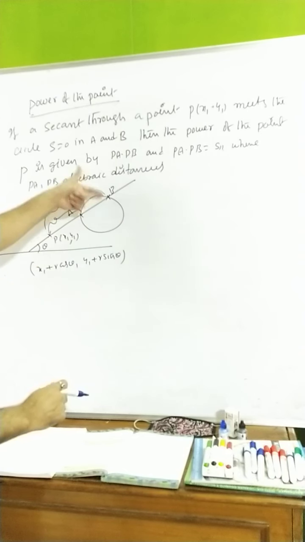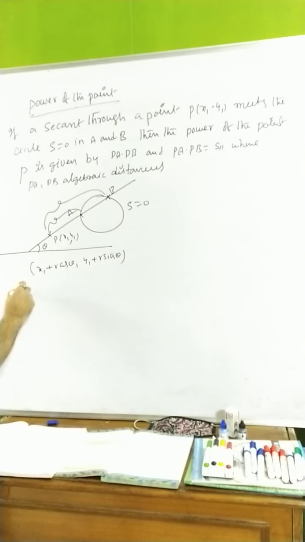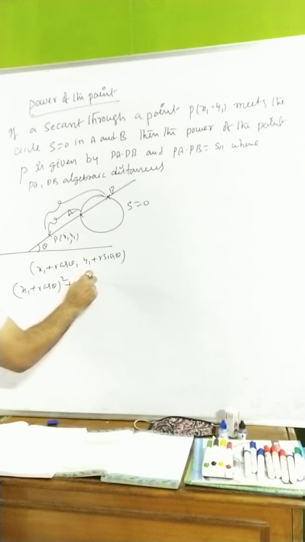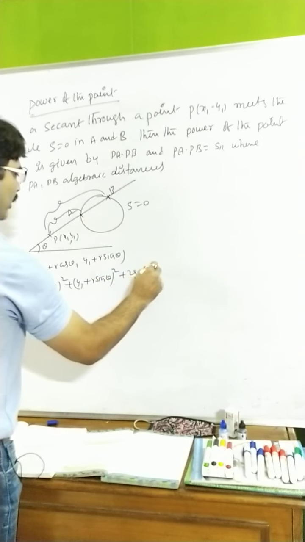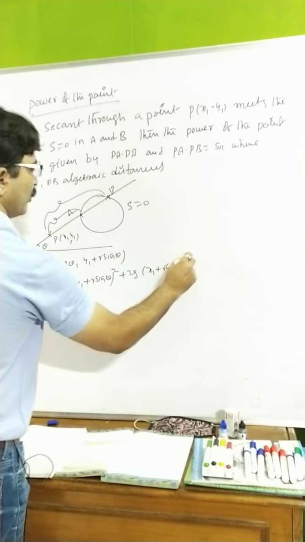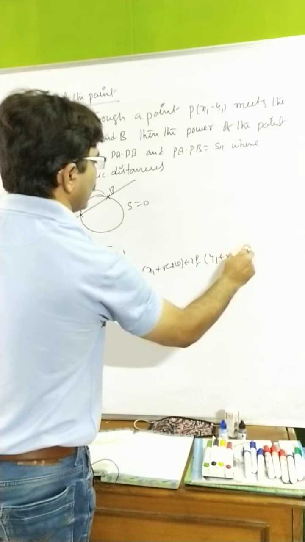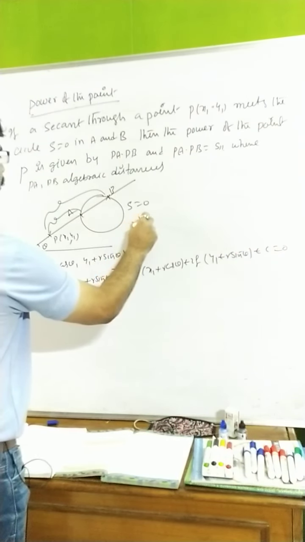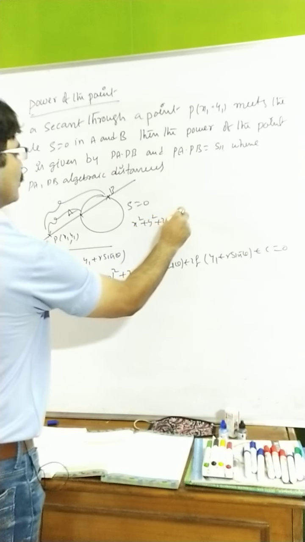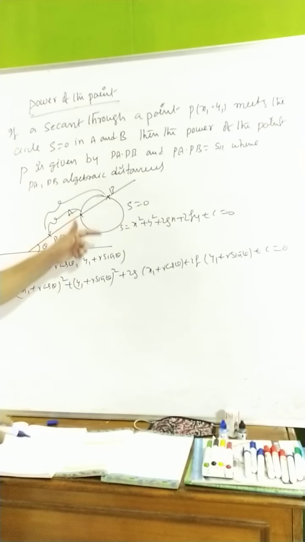I want to substitute this in the circle equation. What circle equation am I taking here? S equals 0, that is, x square plus y square plus 2gx plus 2fy plus c equal to 0. So now (x1 plus r cos theta) whole square plus (y1 plus r sin theta) whole square plus 2g into (x1 plus r cos theta) plus 2f into (y1 plus r sin theta) plus c. I substituted this.